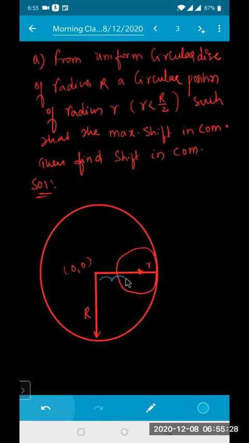Obviously this distance will be equal to how much? Capital R minus small r. Yes, sir. You are removing this part right now here, isn't it? So when you are removing a part, we always use the minus sign. Okay, so how do you calculate the shift? ఇది తీయకముందు center of mass ఇక్కడ ఉండే, ఇది తీసిన తర్వాత, there is a shift in the center of mass.